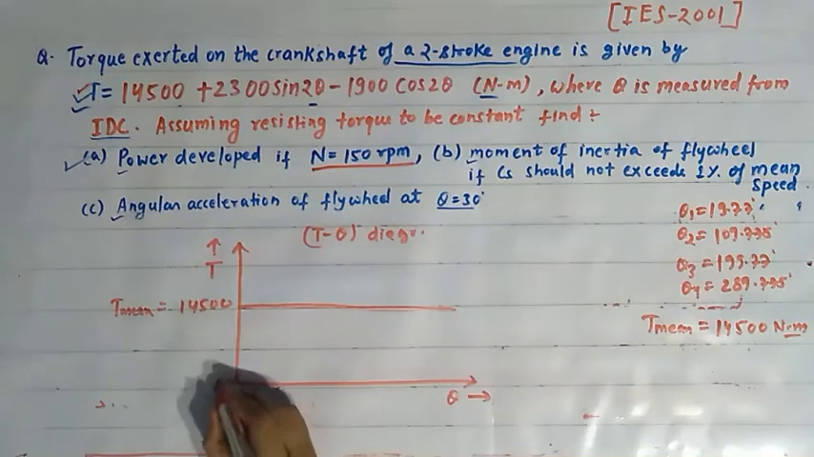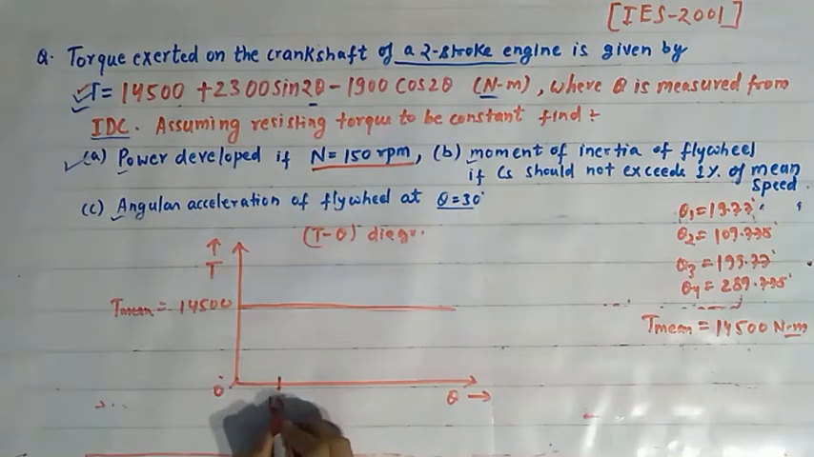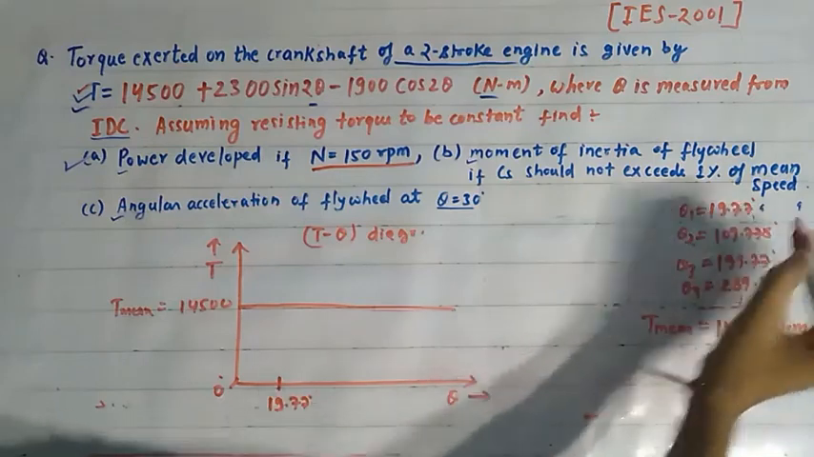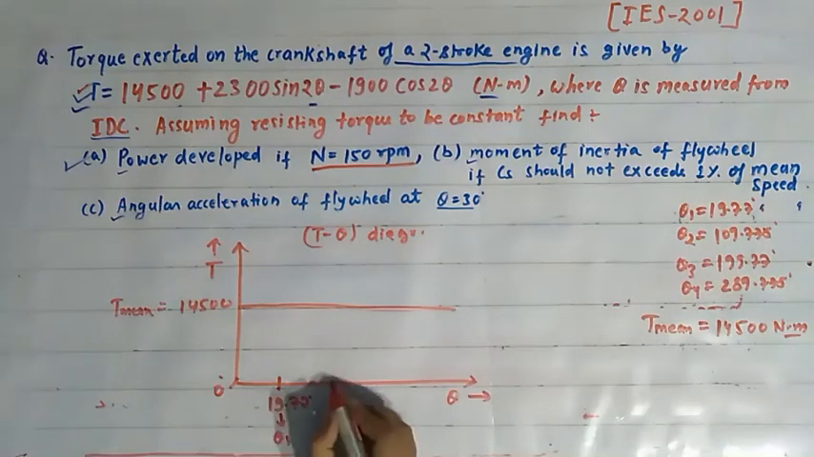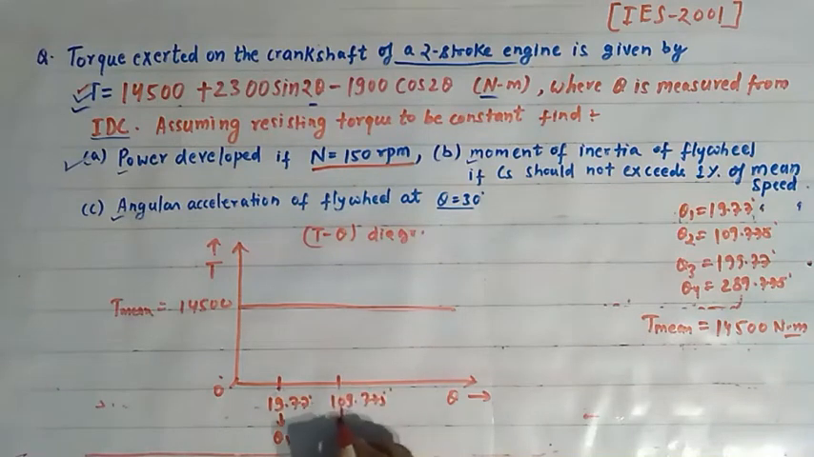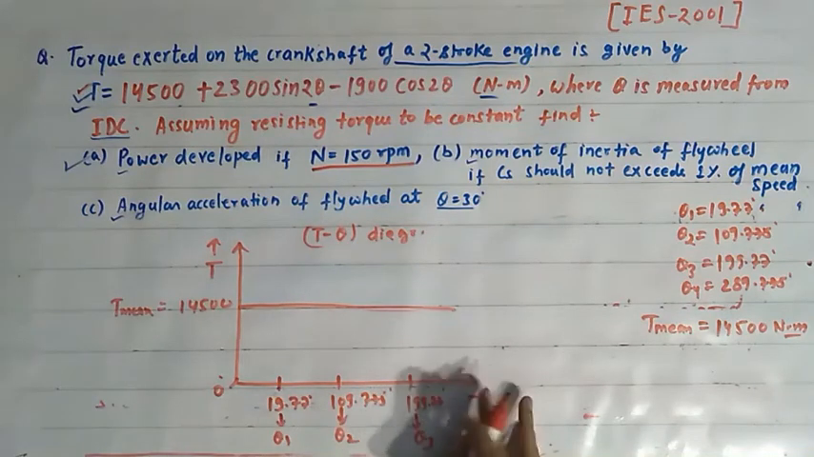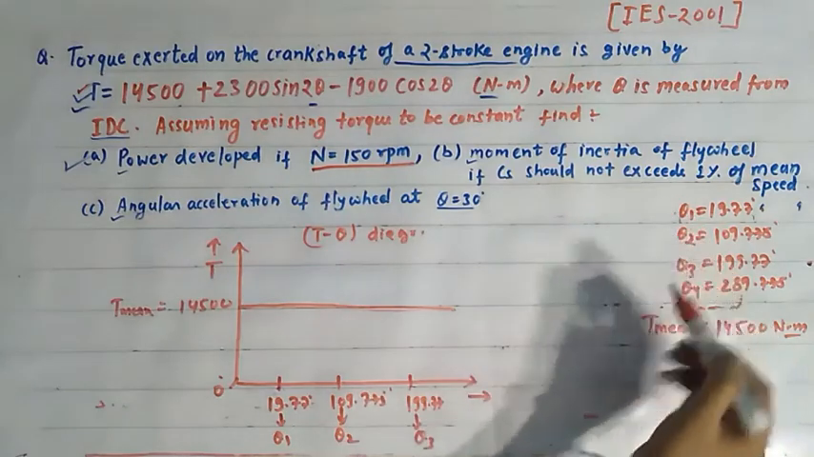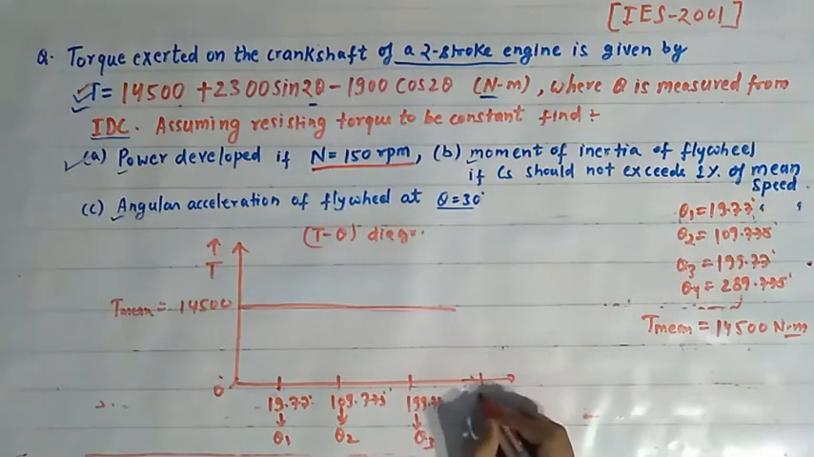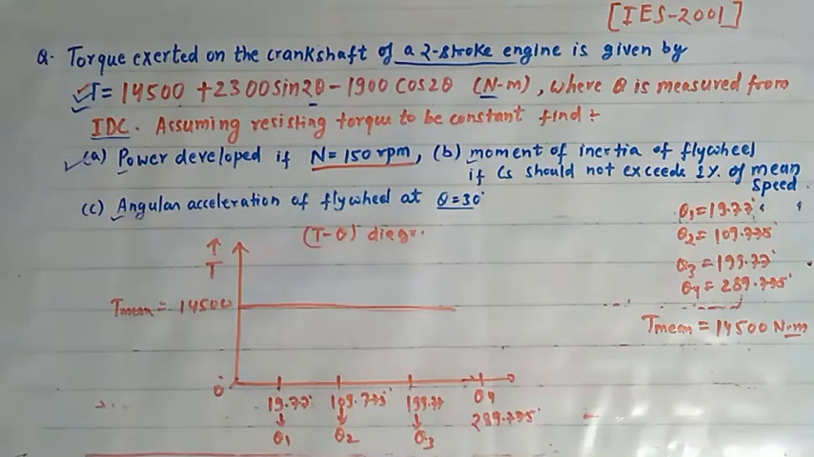Now friends, I will plot this theta 1 here, it is 0 degree somewhere here. Theta 1 is equal to 90.77 degree. This is our theta 1. Okay, and this is my theta 2, 109.775 degree. It will lie somewhere here. This is my theta 2. This is my theta 3, 199.77 degree. So I have plotted the values of theta 1, theta 2, theta 3 and theta 4 here. This is my theta 4, which is equal to 289.775 degree.